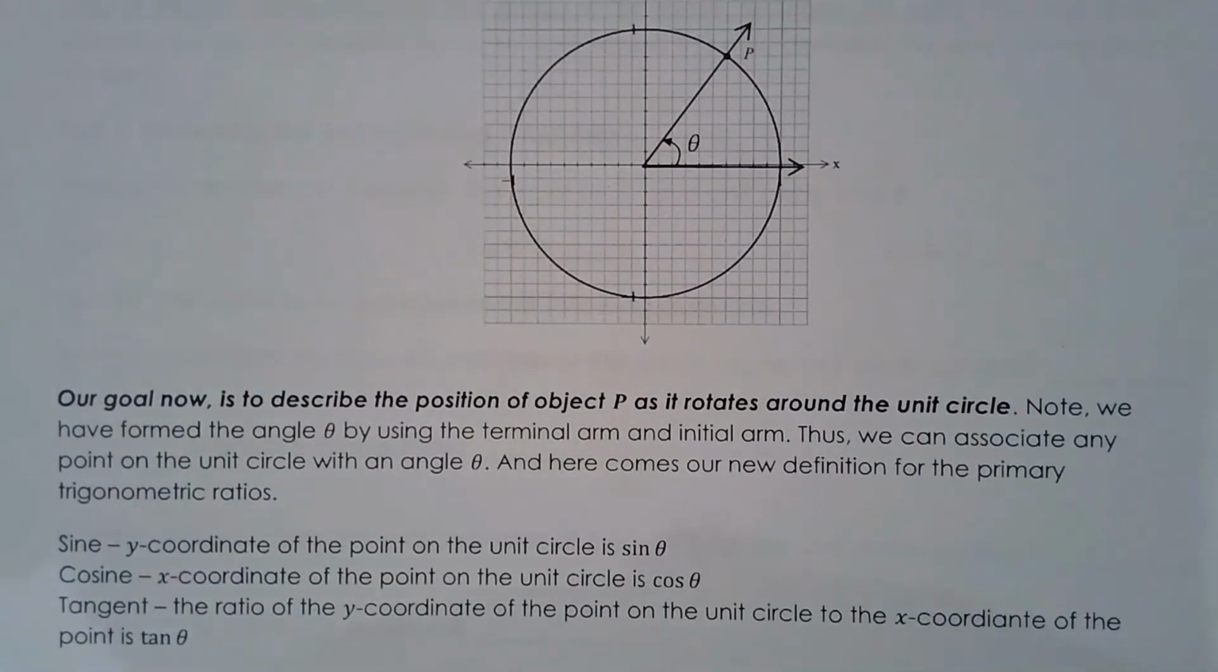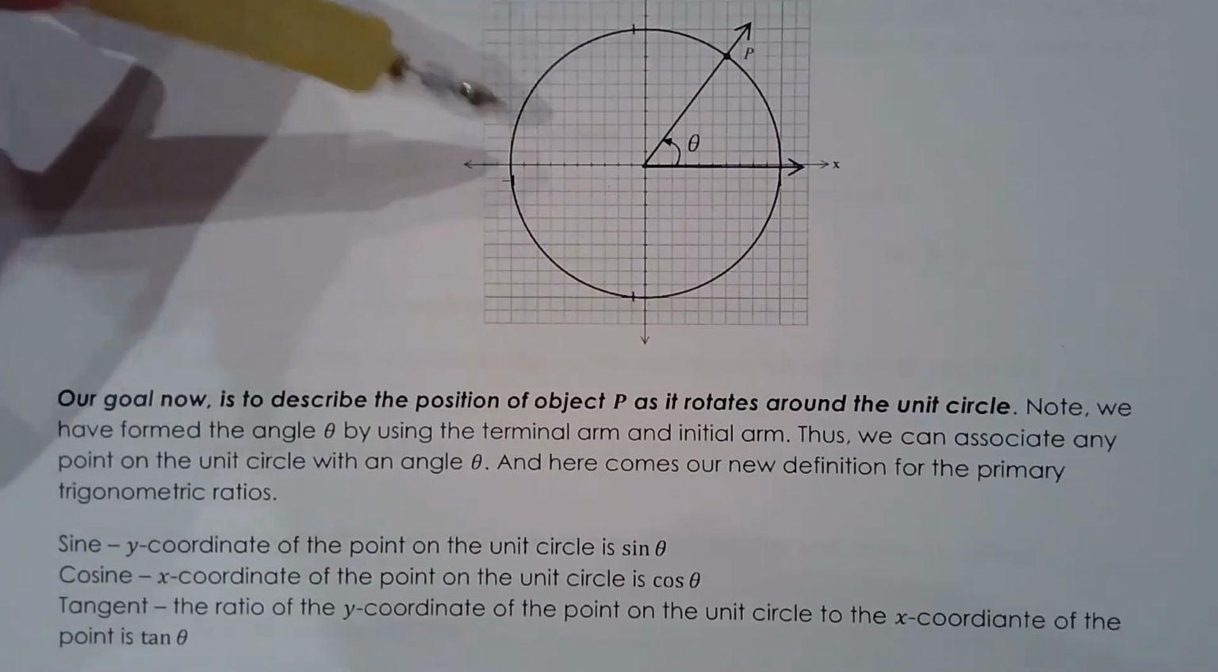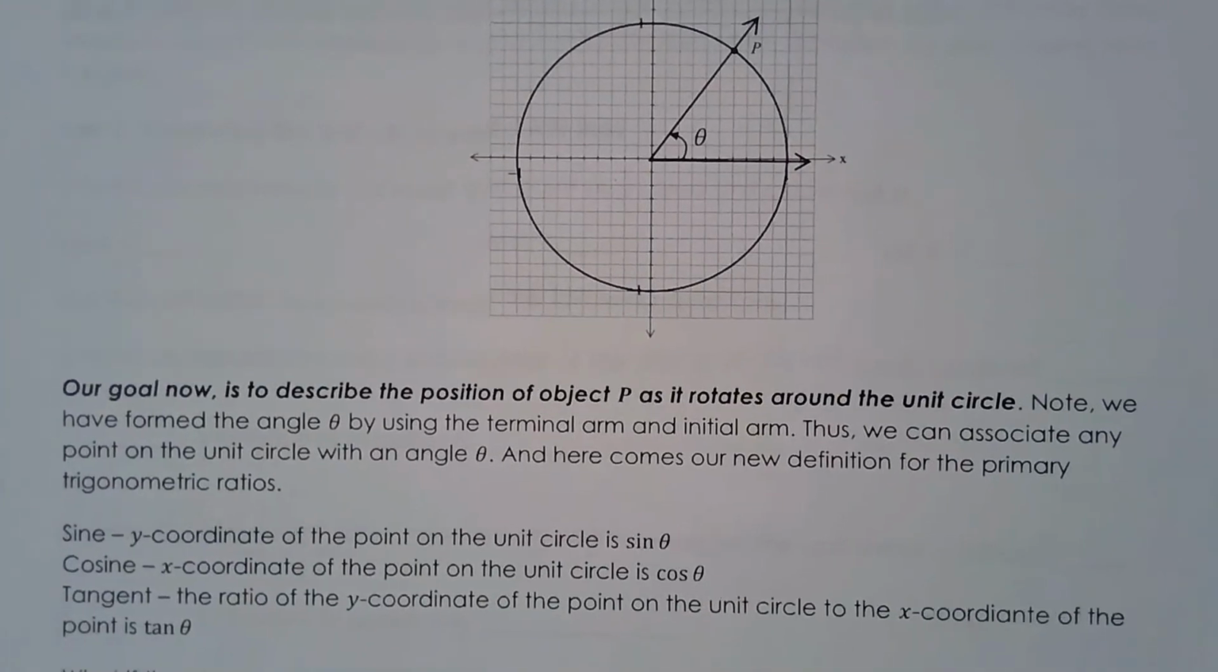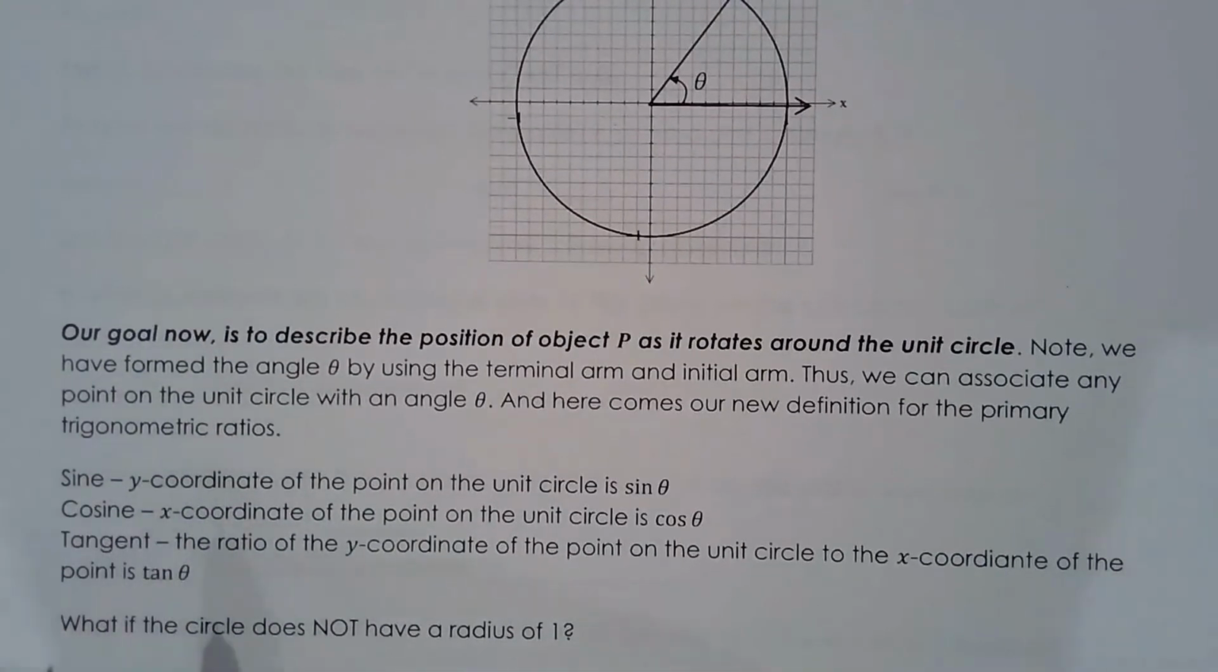And here comes our definition. The y coordinate of the point on the unit circle is sine theta. The x coordinate of the point on the unit circle is cosine theta. And tangent is the ratio of the y coordinate of the point on the unit circle to the x coordinate of the point.